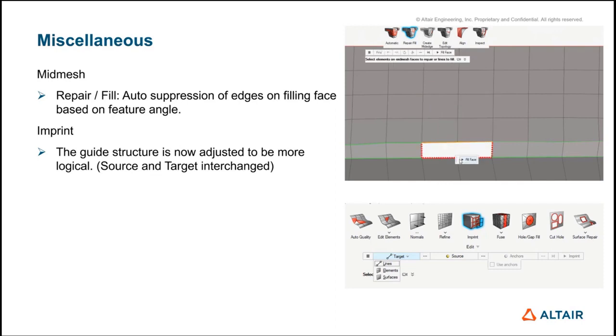The imprint tool, we've restructured it slightly. So source and target have been changed. You select the target first, the source later.